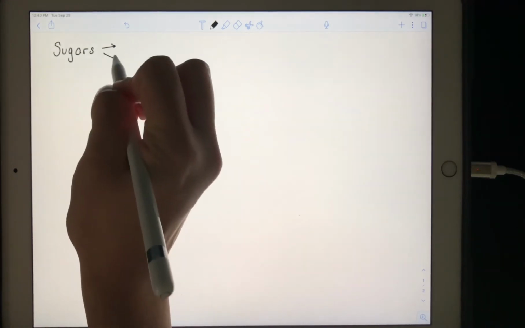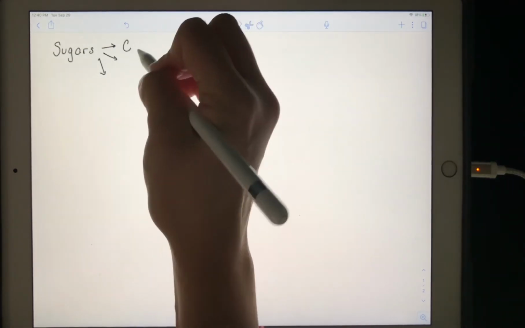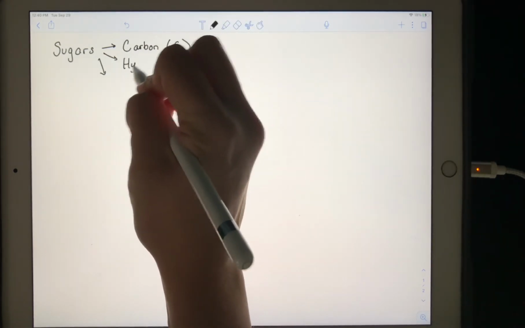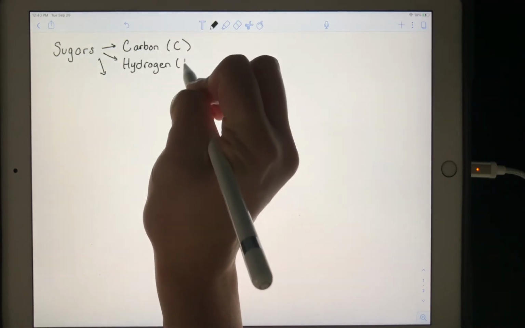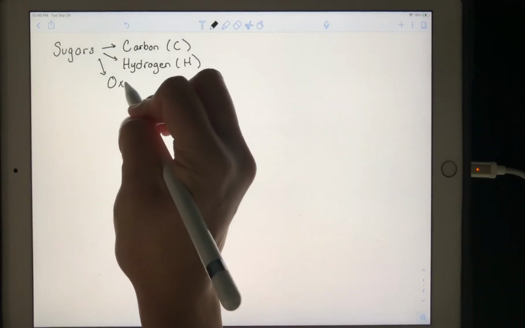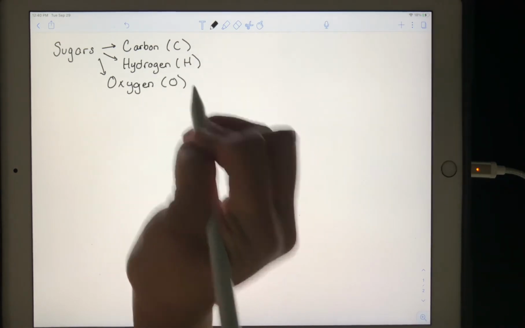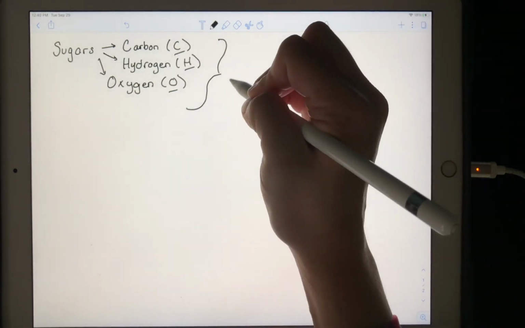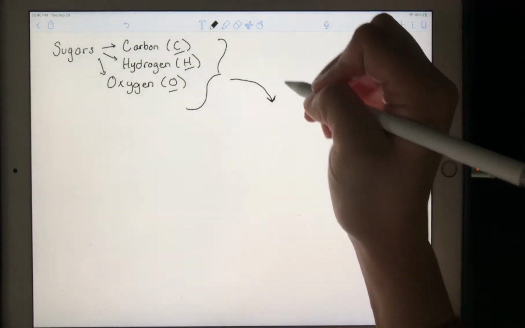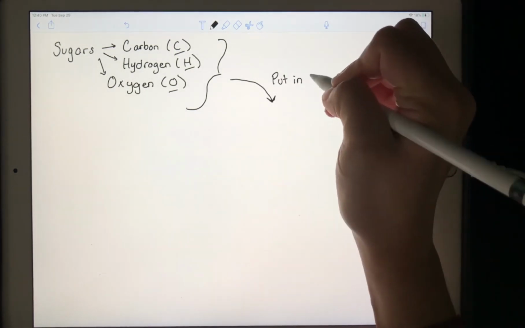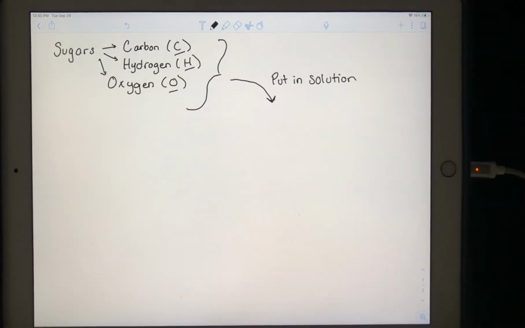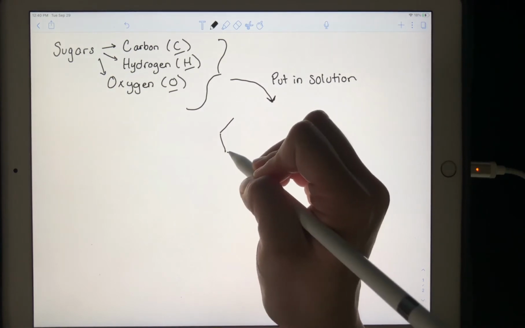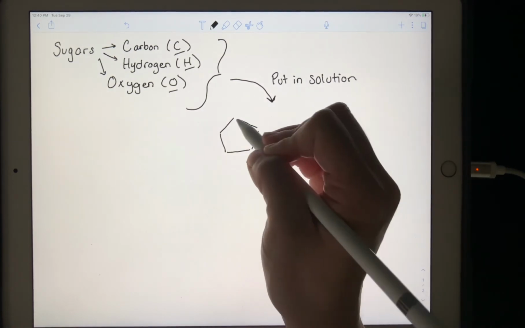The most common elements found in sugars can be carbon, hydrogen, and last but not least, some oxygen. So C, H, and O. And when you put a sugar in solution, what you're going to get is that these sugars are going to form rings.